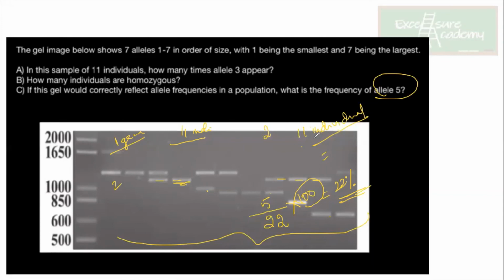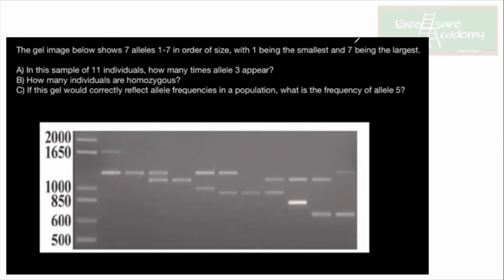अगर वो 3 alleles बोलते हैं, so you must have seen 3 bands somewhere in the heterozygous condition, and you are going to have the total 33 alleles. Got the point? Yes? Yes, ma'am. Okay, good.